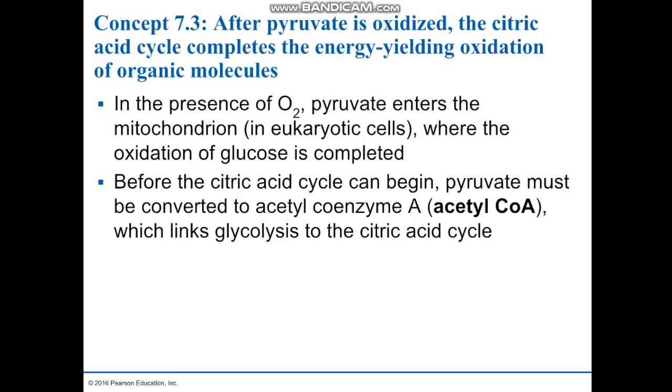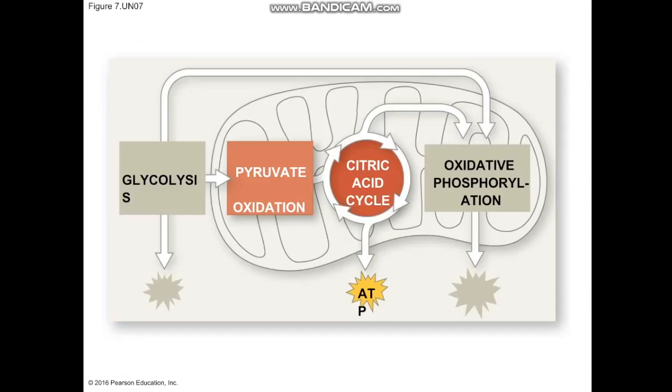So inside the mitochondrion, pyruvate undergoes enzymatic reactions that remove carbon dioxide and oxidize the remaining fragment, which forms NADH from NAD+, and also acetyl coenzyme A is created from pyruvate, and that links glycolysis to the citric acid cycle.